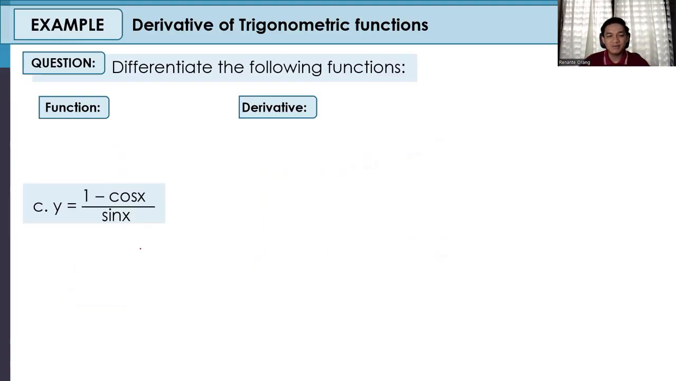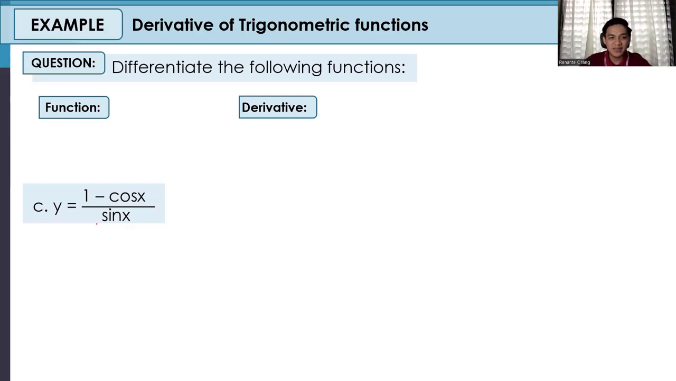Letter C, class, we have y is equivalent to 1 minus cosine x divided by sine x. Pwede natin gamitin yung quotient rule dito pero matatagalan tayo. So, ang gagawin na lang natin is we will try to simplify this first before we differentiate.